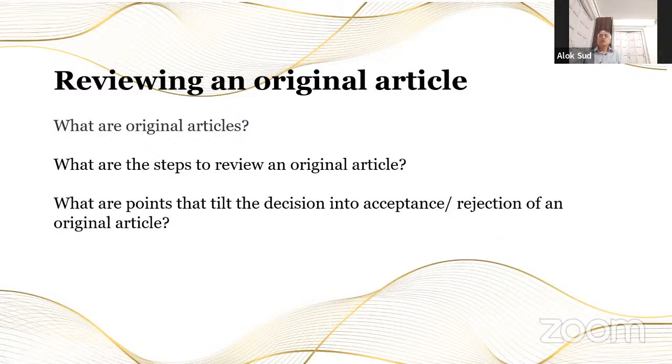So number one, the question was, what is an original article? Basically, the term original article was inserted to differentiate it from systematic reviews and meta-analyses, because these articles look at different articles, different studies, whereas an original article is the work of a single group of researchers or a single individual.